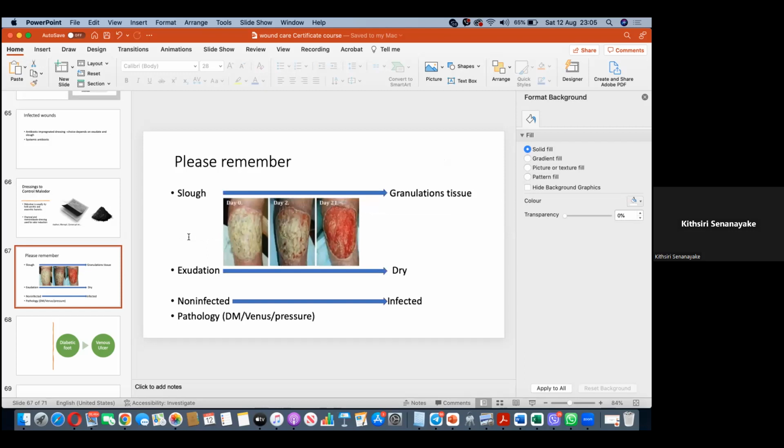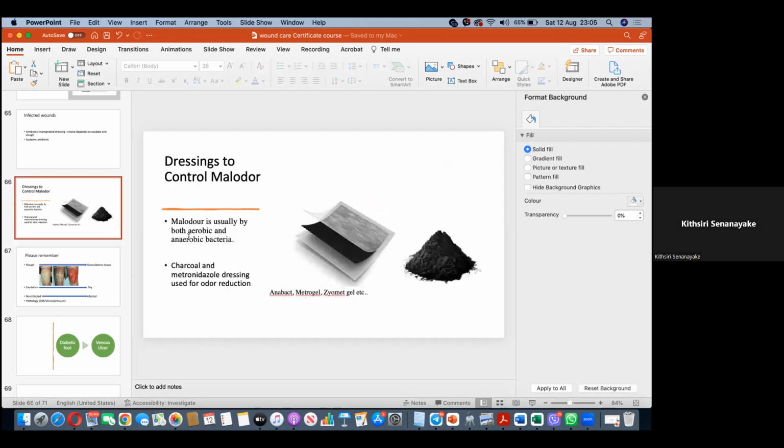I have used this slide several times, because when you use a dressing, you need to think about slough, exudate, infection, and pathology. So we have to think about those things and then use it, right?